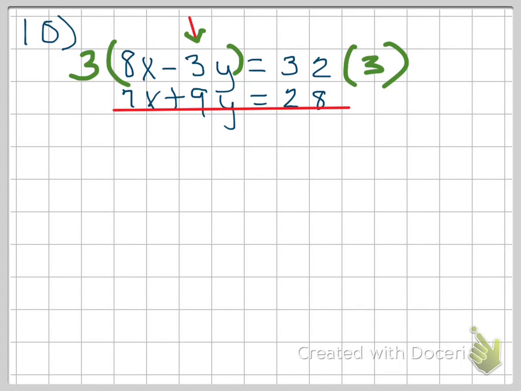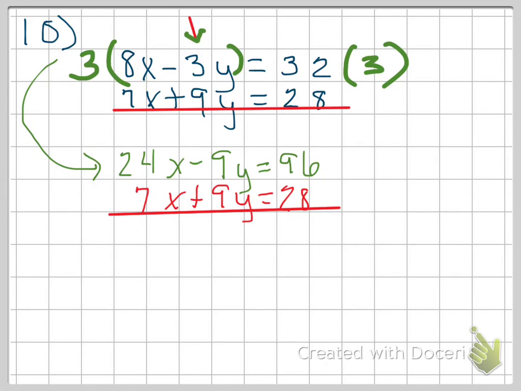And then I should end up with 9y for both equations. Okay, so I brought down, after I multiplied out by 3, the top equation, which ended up 24x minus 9y equals 96. Then I bring down the second equation, and we're ready to solve. Now we have a negative 9 and a positive 9. So do we add or subtract the equations?